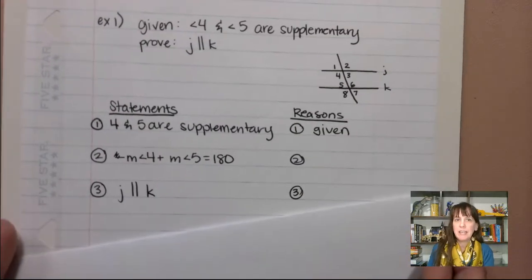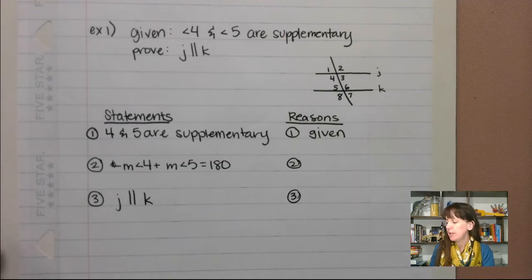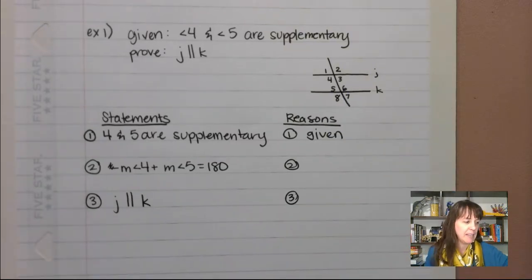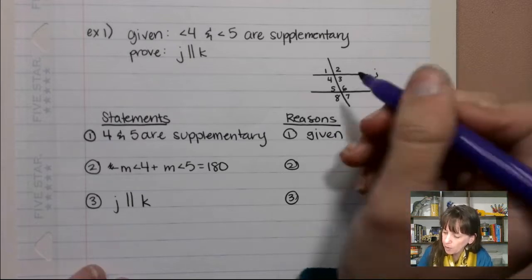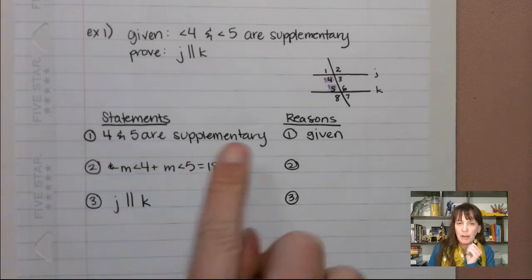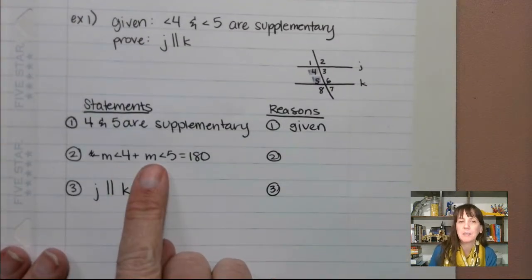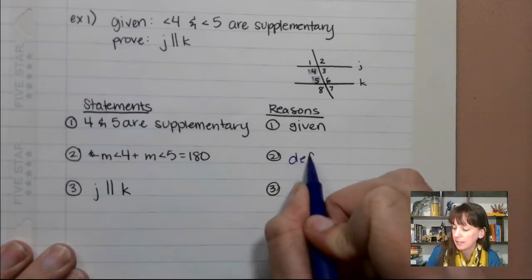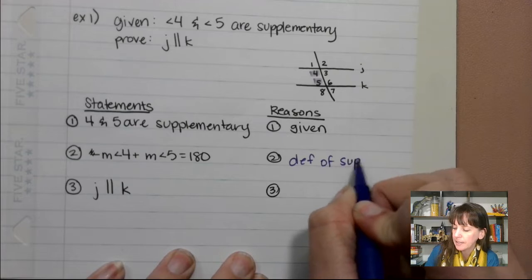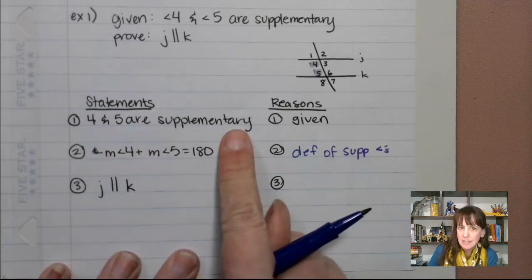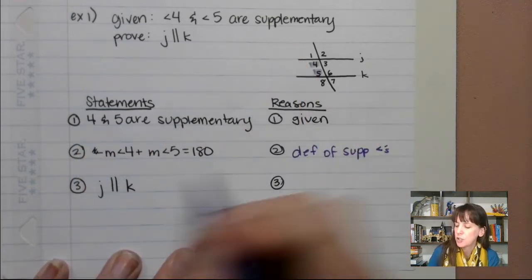Okay, so given that angle 4 and angle 5 are supplementary, we need to prove that J is parallel to K. So we know angle 4, that's this guy right here, and it might help if we highlight these so you can see them a little better. Angle 4 and angle 5 are supplementary, which means the measure of angle 4 plus the measure of angle 5 is 180 degrees by the definition of supplementary angles. Def of supplementary angles.